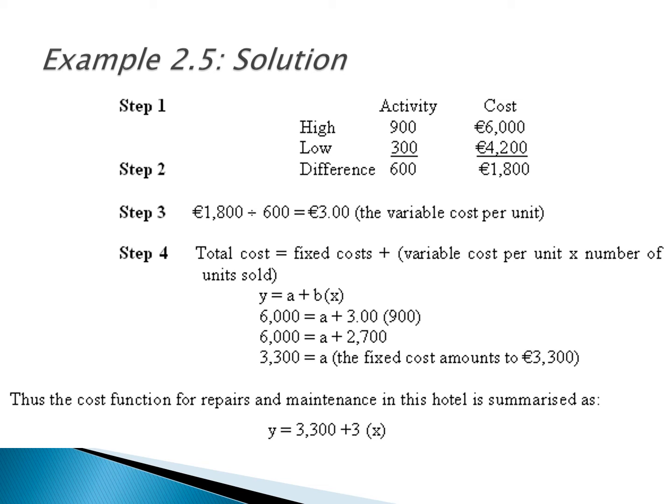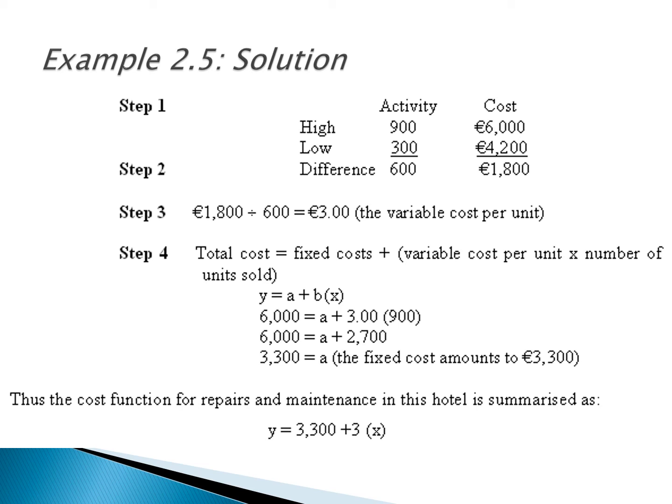Step number three says divide the difference in the cost, which is your 1,800, by the difference in the activity. So that's 1,800 divided by 600, and that gives us €3. So it is costing us a variable cost of €3 per room sold. Okay, and that's the variable cost per unit. Step number 4 says use this €3 per unit, or the variable cost that you've just calculated, to work out what the fixed cost is.